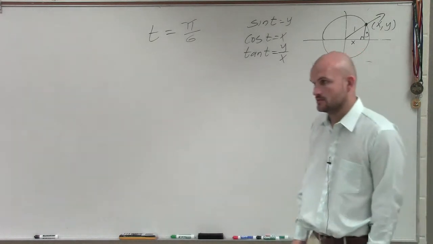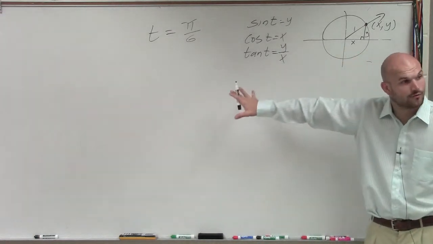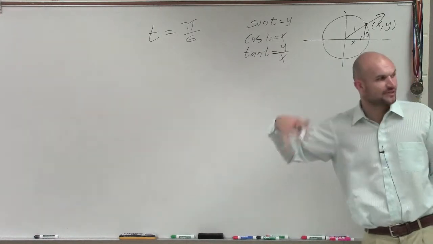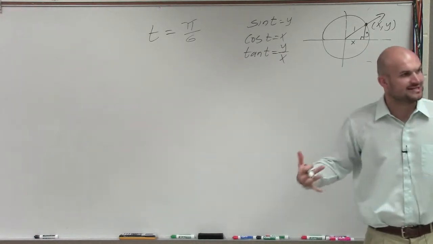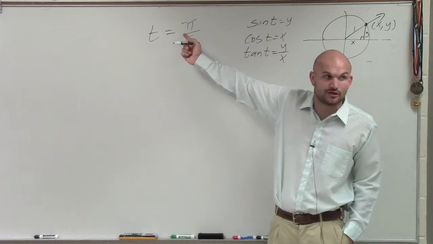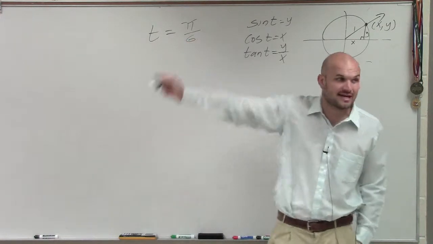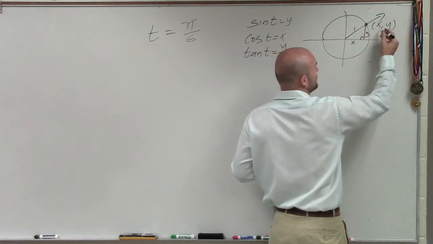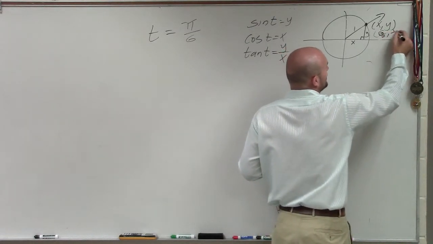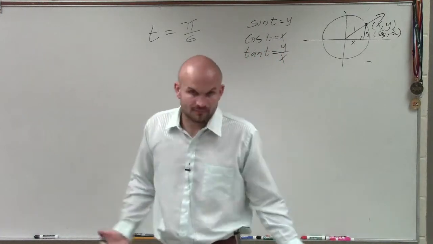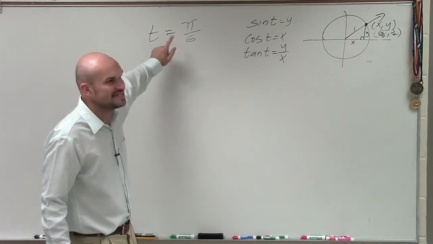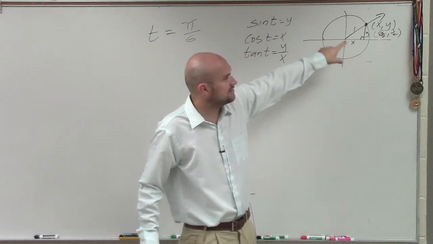Any questions? No? Good? So that's what we pretty much discussed in 4.2, how to evaluate sine, cosine, and tangent. And then obviously we did the reciprocal functions. But the main important thing you need to know is that to evaluate for an angle, you just need to find the coordinate on the unit circle. So if you look at pi over 6, that angle intersects the unit circle at the point square root of 3 over 2, comma, 1/2.